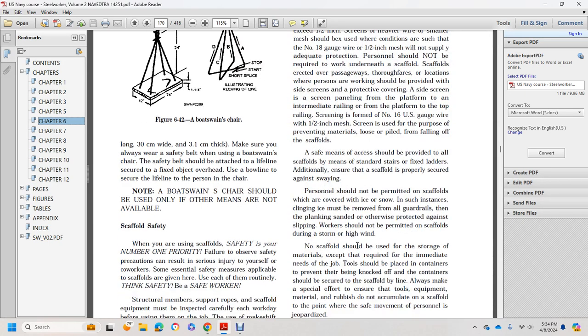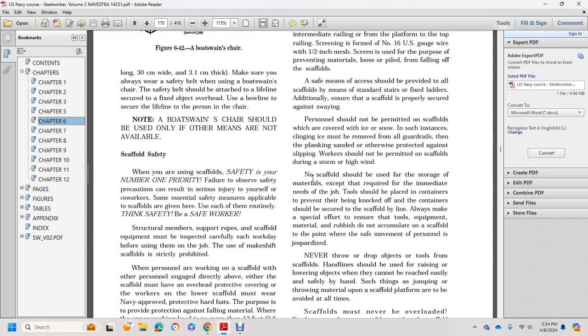Safe means of access should be provided to the scaffold, meaning standard stairs or fixed ladders. An additional measure is that the scaffold is properly secured with the swing. Personnel should not be permitted on scaffolds which are covered with ice or snow, with the exception of removing the ice or snow, unless guardrail planking and sand are used or the surface is otherwise protected against slipping. Work should not be permitted on the scaffold during a storm or high wind.